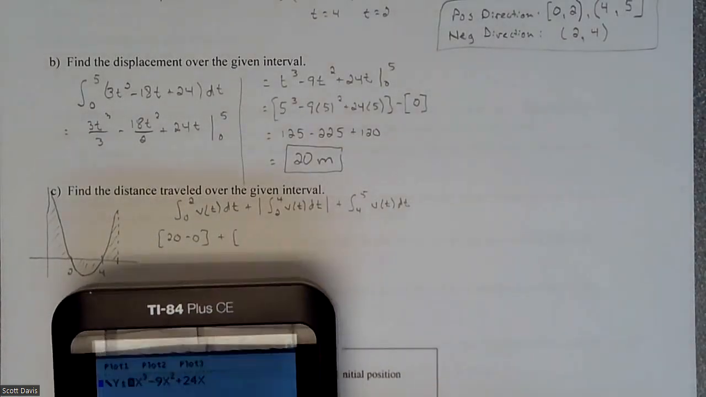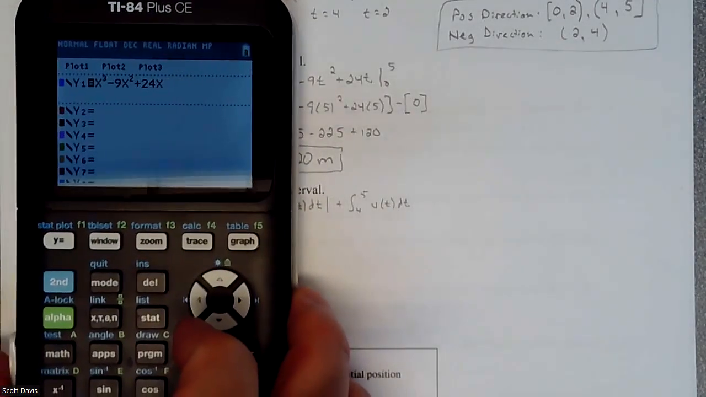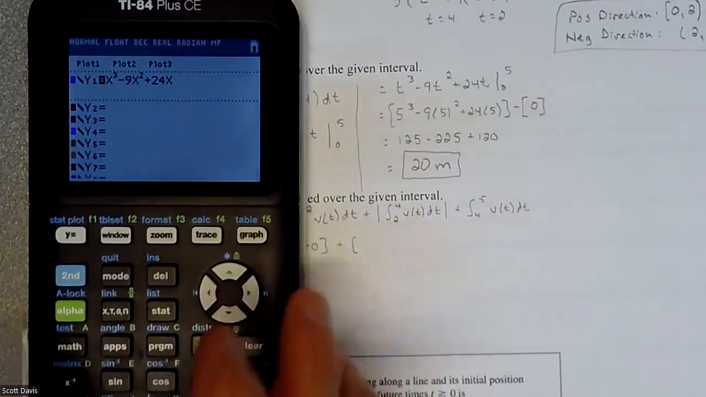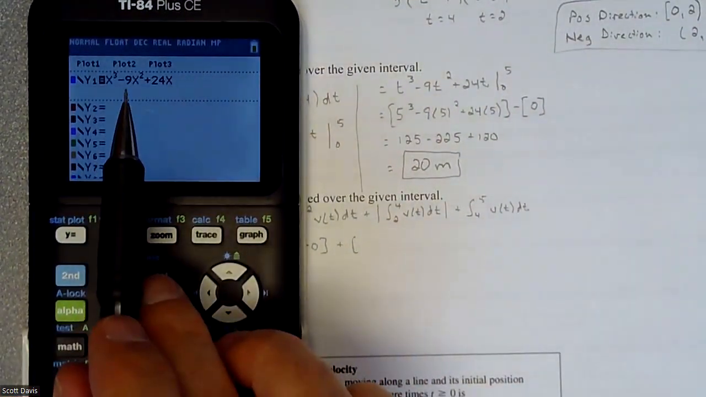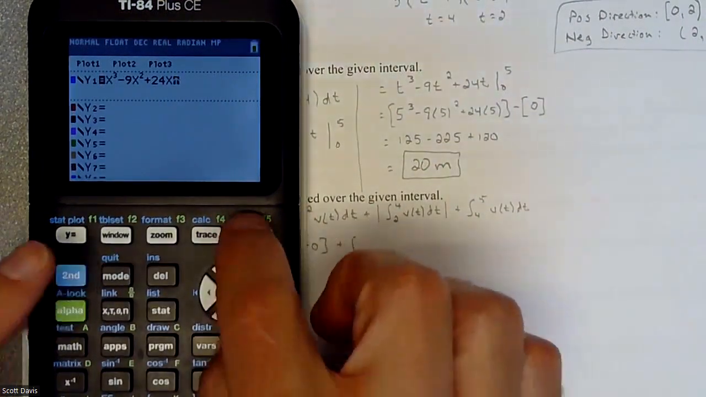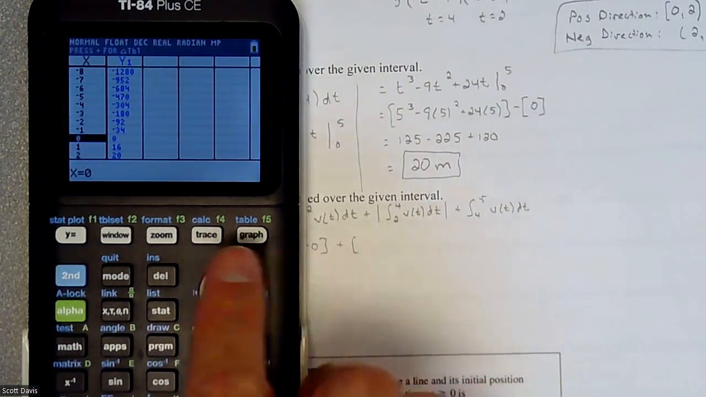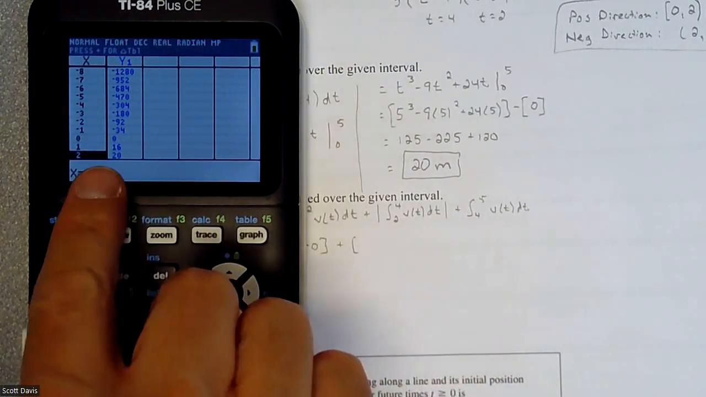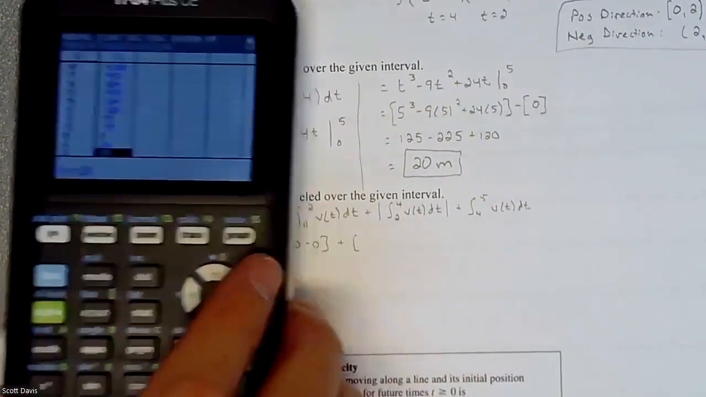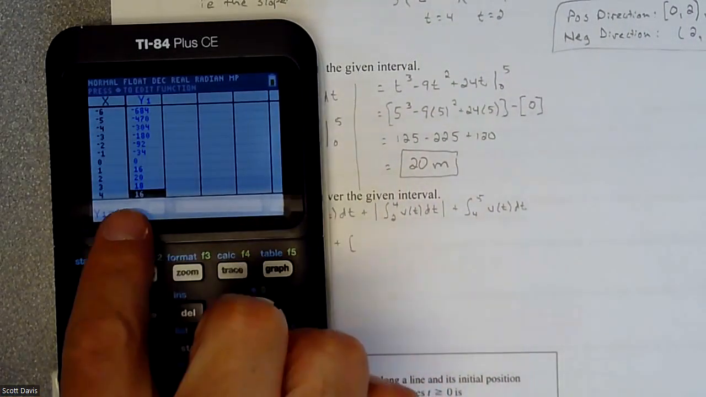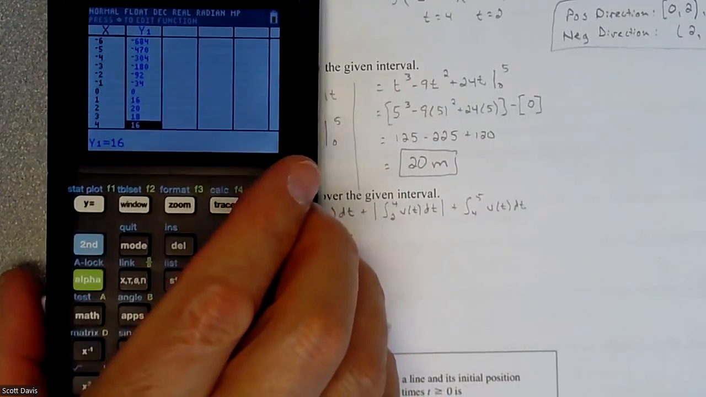For plugging this in, I have a bit of an idea to maybe shortcut this a little bit. Since we're going to be plugging in a bunch of different numbers into this, I'm going to go ahead and put this equation in and go to the table. If I plugged in 0, we get a 0. If we plugged in 2, we got a 20. If I plug in 4, we get 16.